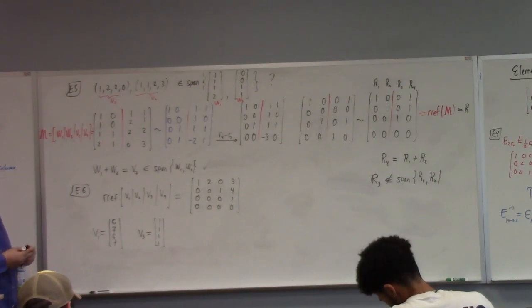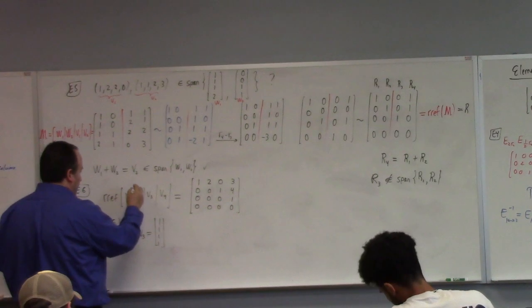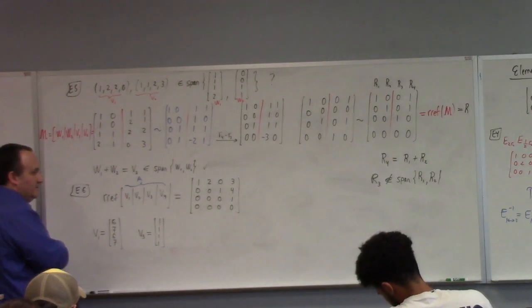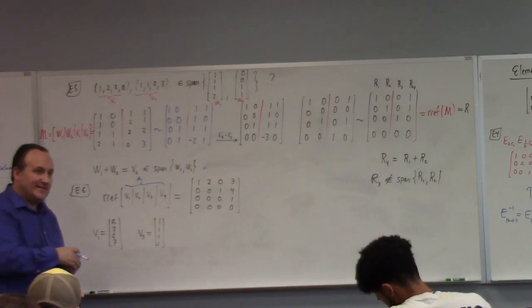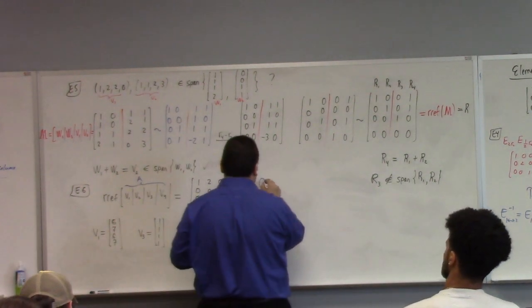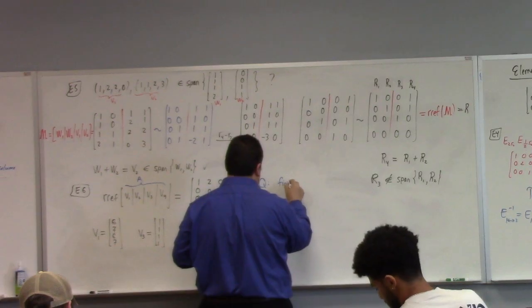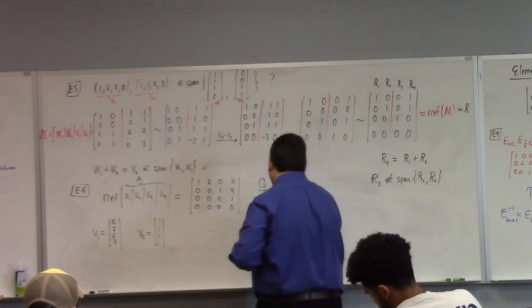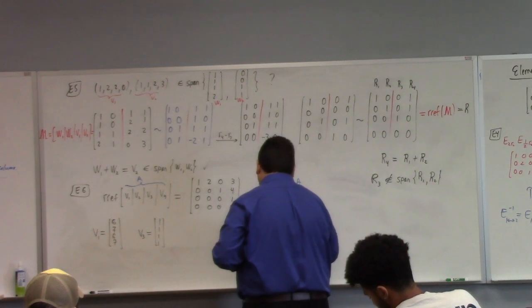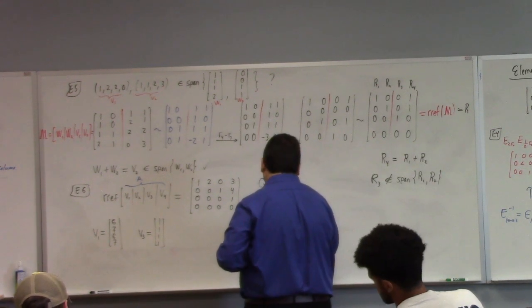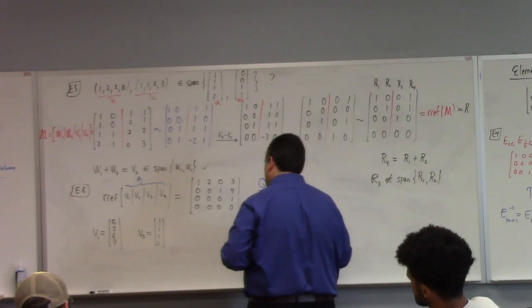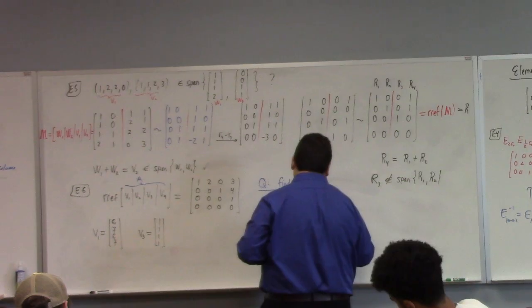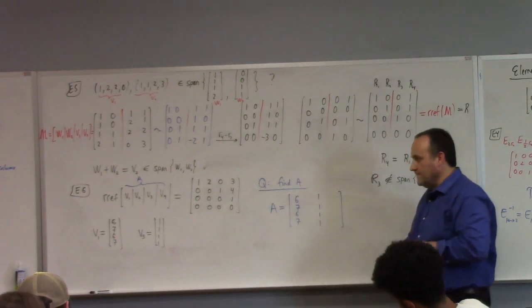So I'm telling you two of the columns, and let me give this matrix a name. I will call it A. So here's the question. Find A. So we're given the first column, 6, 7, 6, 7, and we're given the third column, 1, 1, 1, 1. What do the second and the fourth columns have to be?